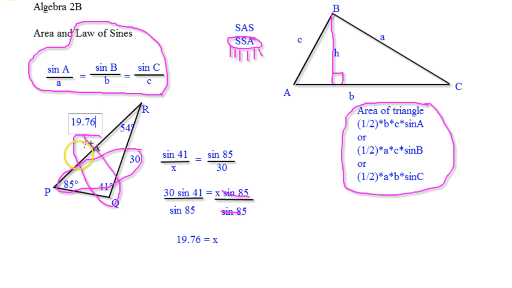Now, do I need to fill in some other gaps as I work? Yes. Most of the time you'll have to use the triangle sum theorem to get this angle right here. But other than that, it's really simple and easy to work with. Okay, that's it for the area and law of sines. Just remember, set up your triangle, then set up a proportion, and solve it, and it just becomes easy peasy lemon squeezy.